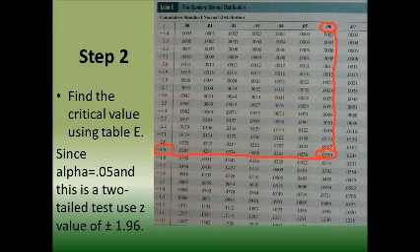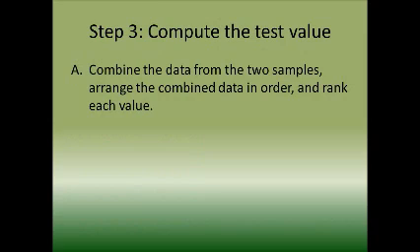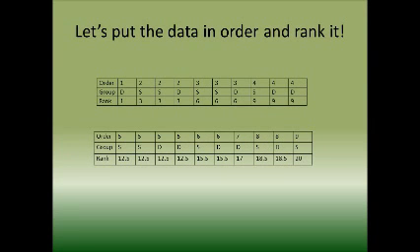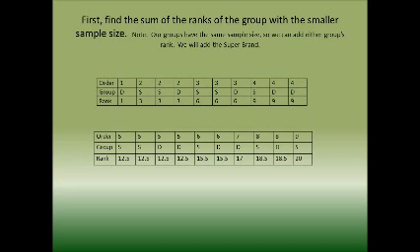We compute the test value. First, though, we have to combine the data from the 2 samples, arrange the combined data in order, and rank each value. Breaking down the data, we have the number of weeds found in each of the 20 pots after 2 weeks of growing in a sunny location. Then we put the data in order and rank it. Note that because our groups have the same sample size, we can add either group's rank. We decided to add the Super Brand.